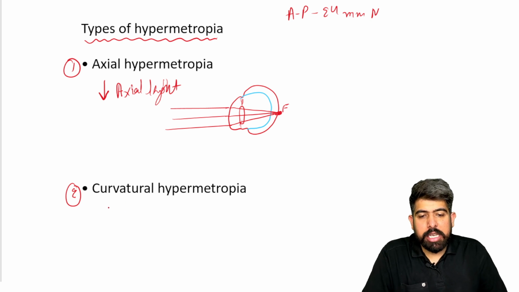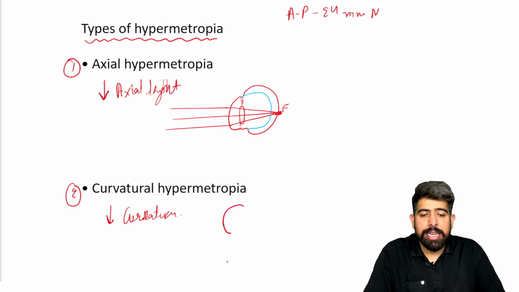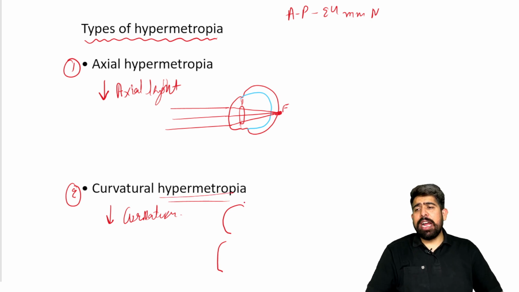Secondly, in curvatural hypermetropia, there will be a decrease in the curvature. What do we mean by a decrease in curvature? The cornea has a perfect curvature like that. If flattening of the cornea is seen, the curvature is going to decrease. So it will make curvatural hypermetropia.